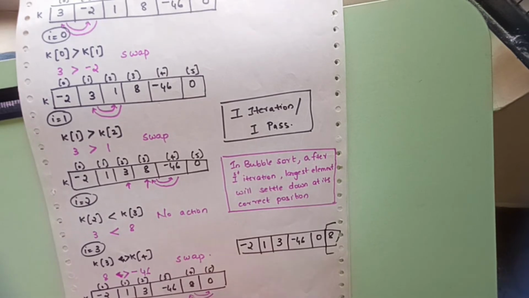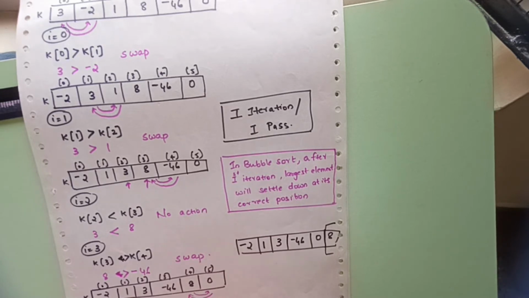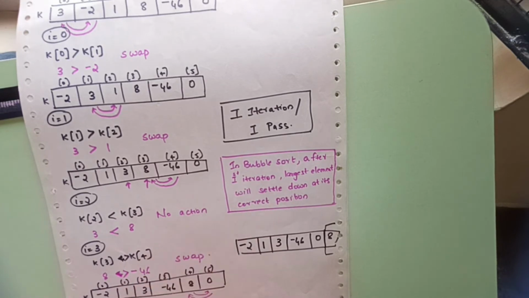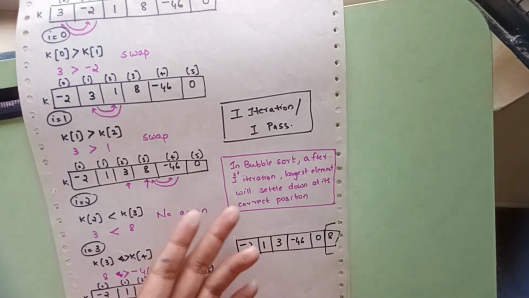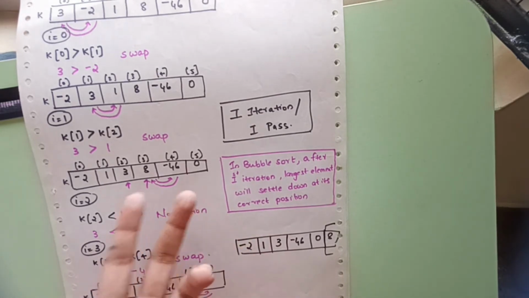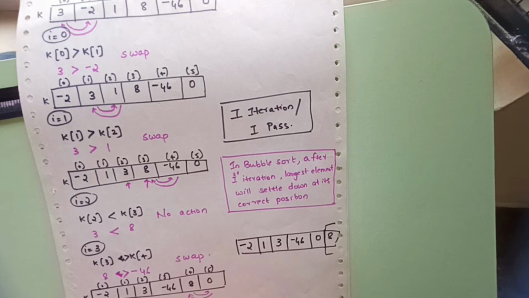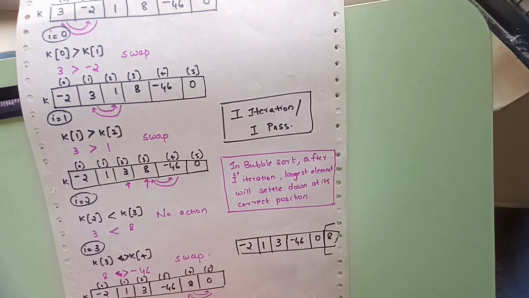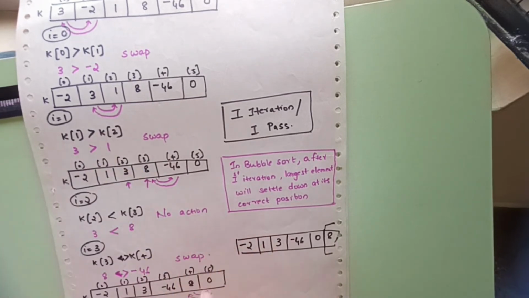Another possible question is, after first iteration, how will the array look like? So there can be multiple options. Like the largest element occupies the last position, the smallest element occupies the first position, or the largest element can occupy the first position, or the smallest element occupies the last position. So from this you have to understand. So the answer is largest element occupies the last position, and this is in case of ascending order.